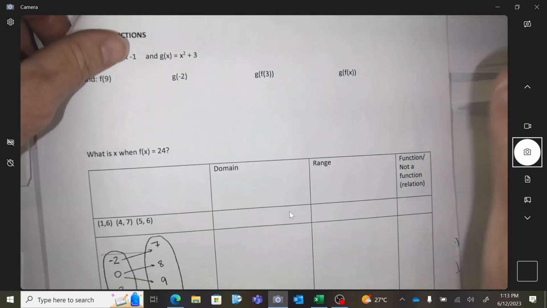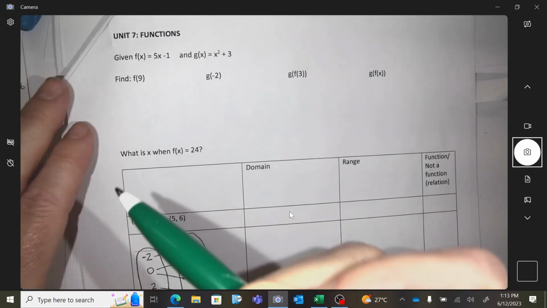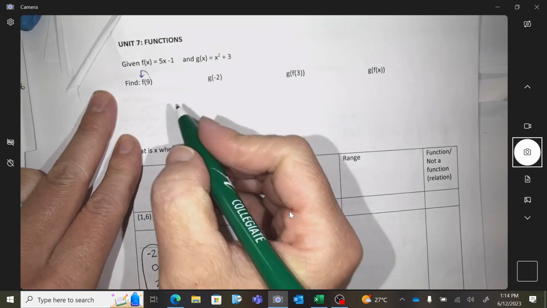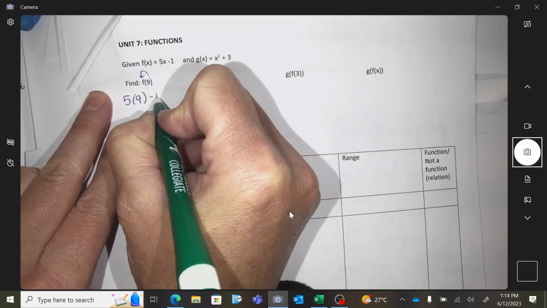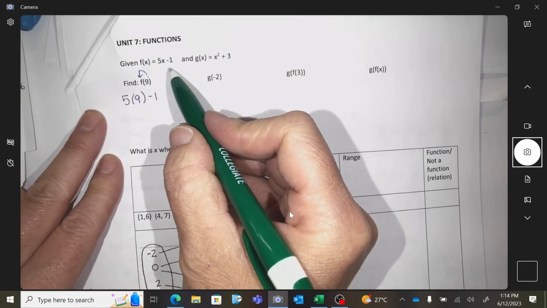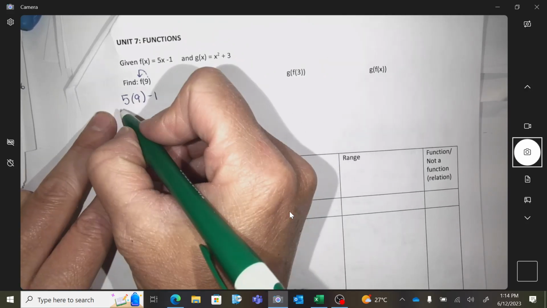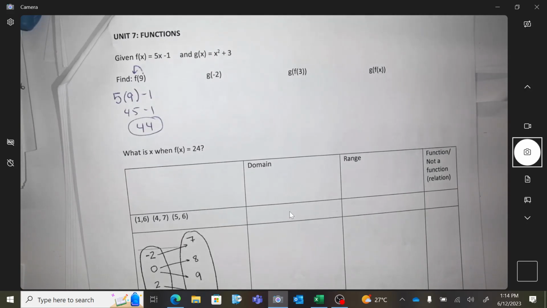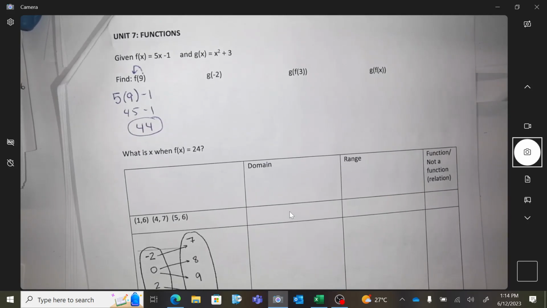Okay, functional notation. So f of 9 means put a 9 into the f function. So it would go like this, 5 times 9 minus 1. I'm replacing the x with a number.